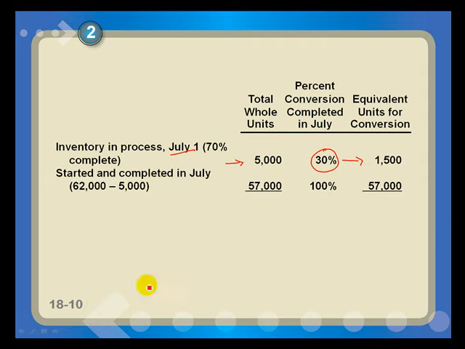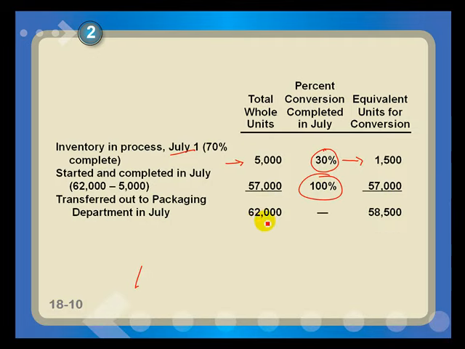All right, started and completed in July, 57,000, and we did 100% of the work on these because we were able to start them and complete them. The whole process was done, so 100% of the conversion costs were completed, and transferred out to packaging. Well, as you can see, it looks like we got credit for 62,000. We really did the work of about 58.5 because some of these were started last month.